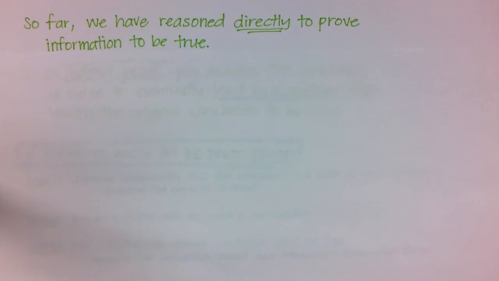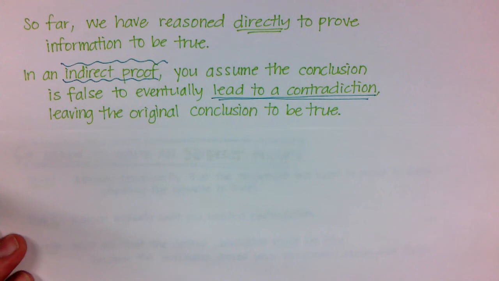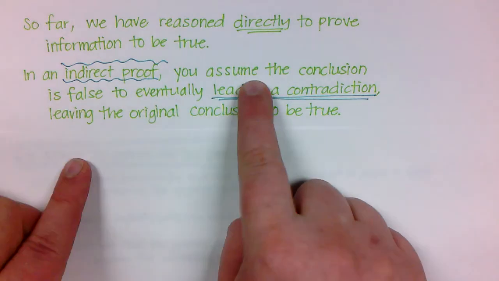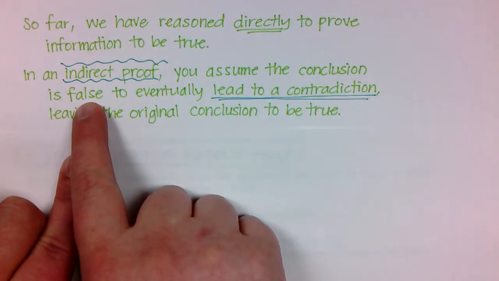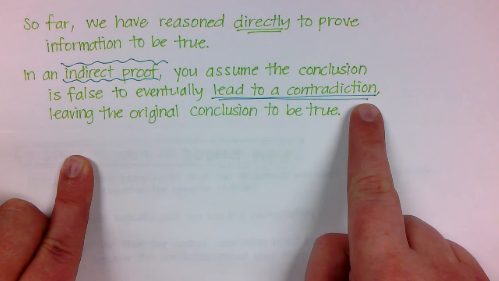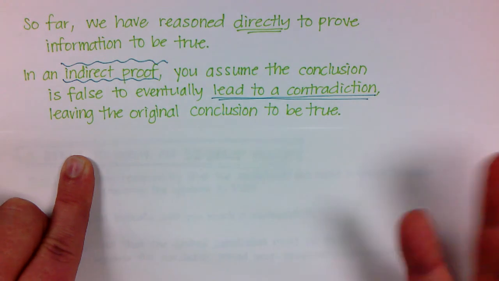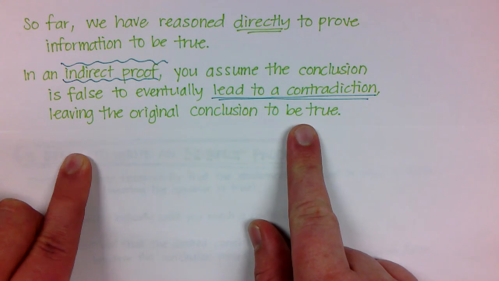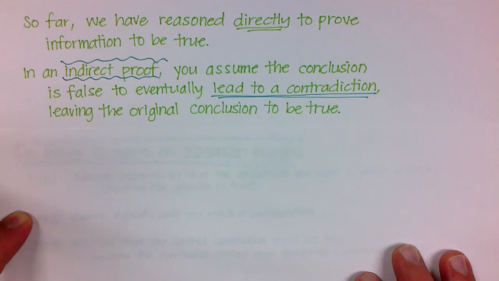Okay, so far we've been reasoning directly to prove information to be true. That's what we've been doing all along this year, just stating, oh, this fact is true, and this fact is true, and this fact is true. And so now we're going to move on to something different. It's called an indirect proof. In an indirect proof, you're going to assume the conclusion to be false to eventually lead you to a contradiction. And then, because that leads to a contradiction, that must make the original conclusion true. Okay, so it's kind of playing devil's advocate in a way.